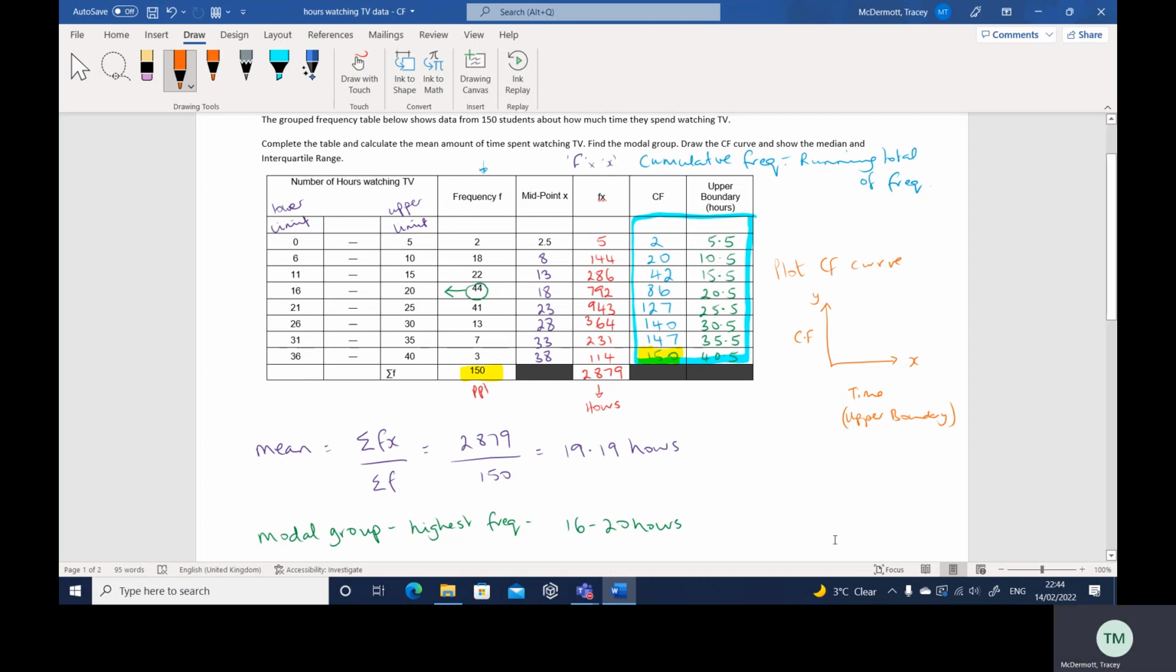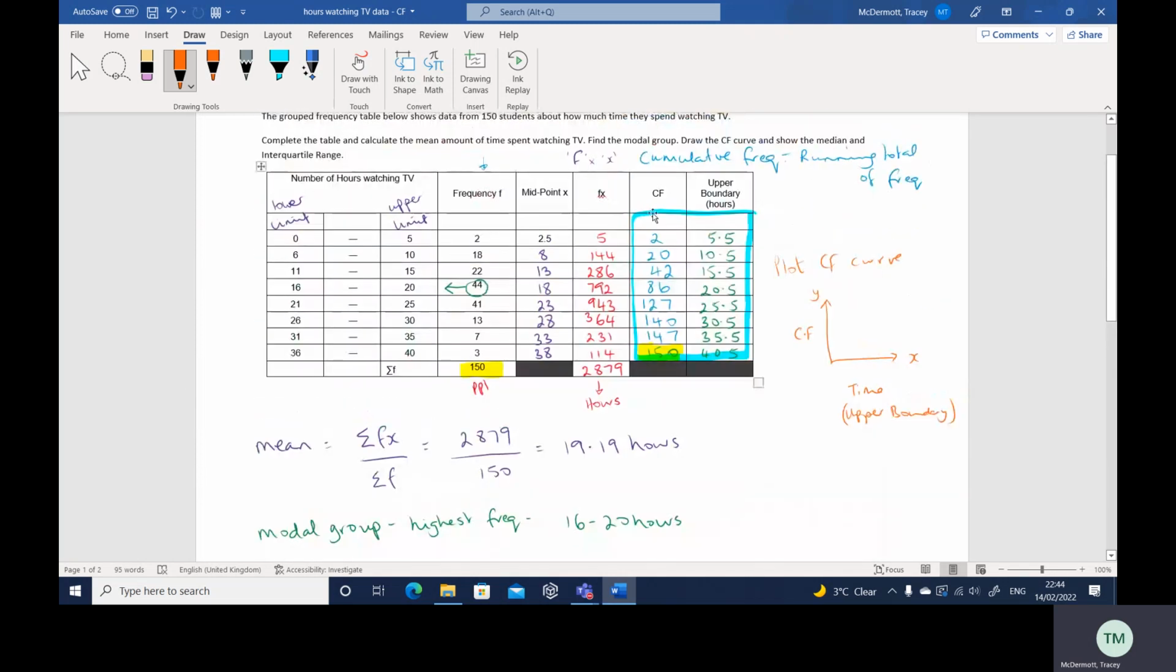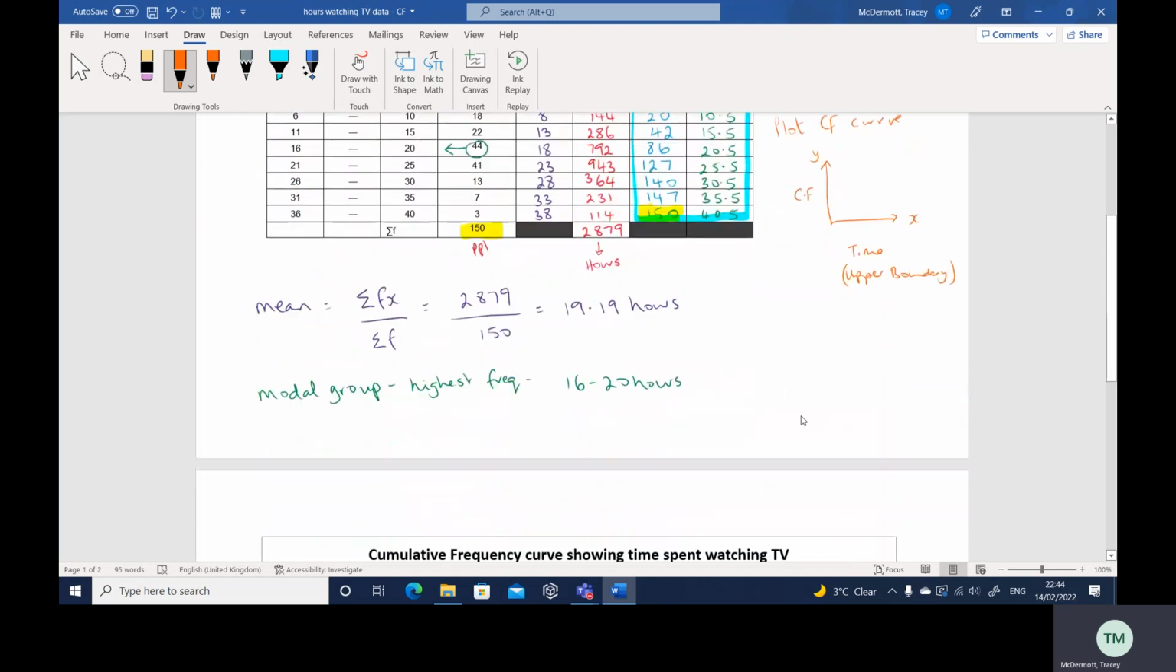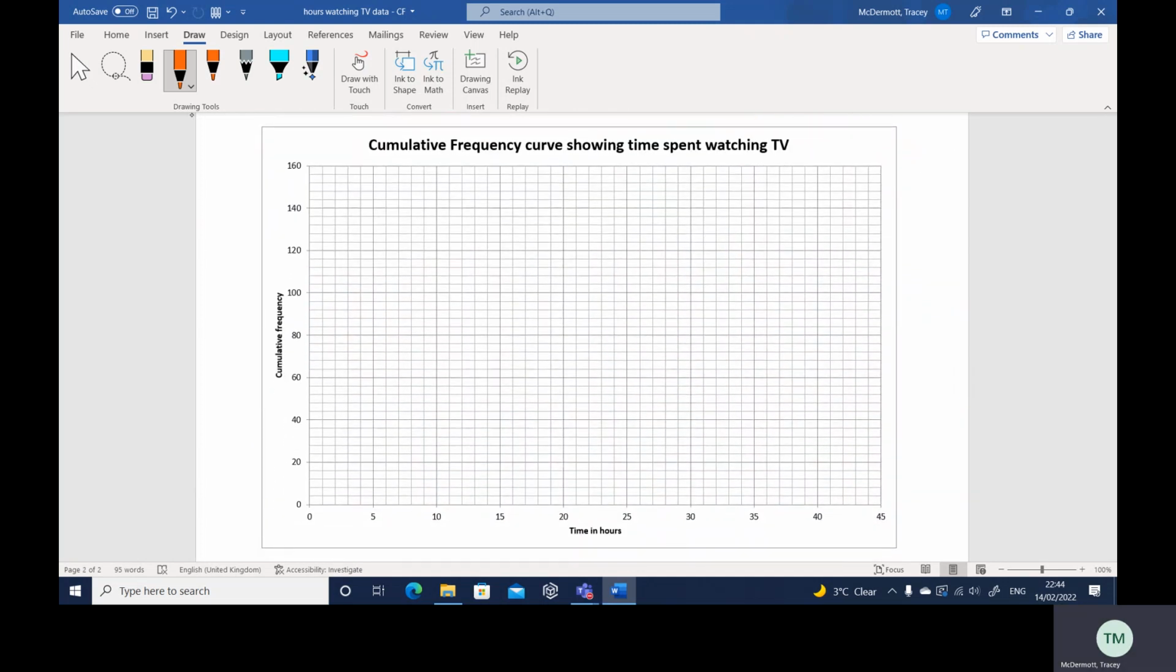So I've got the grid set up on the next page, and I'm just going to plot what we have highlighted here in blue. I'm going to plot that now on this curve. So we're all set up. Titles on there, cumulative frequency curve showing the time spent watching TV. We've got the time across the x-axis, time in hours across there. It's going in a nice continuous scale. It started at 0, it's going across in 5, so every one of these is worth 1. So that'll be 1, 2, 3, 4, 5, and so on right up to 45.